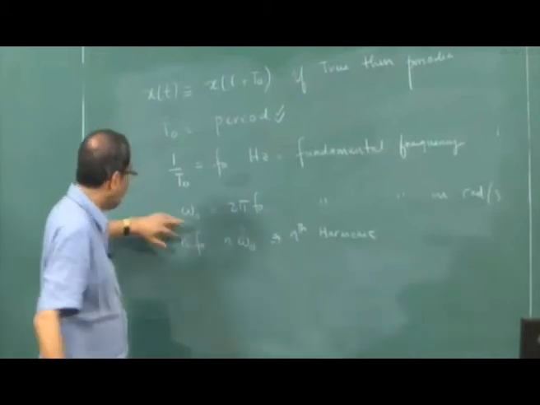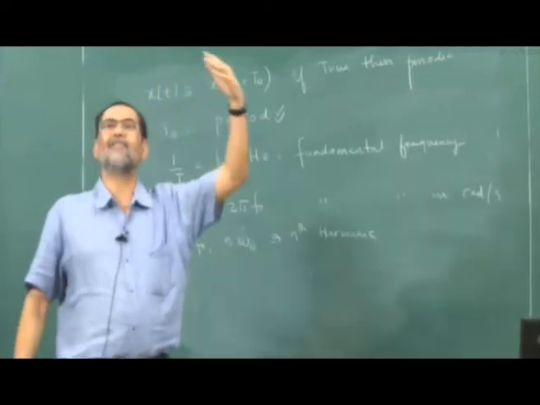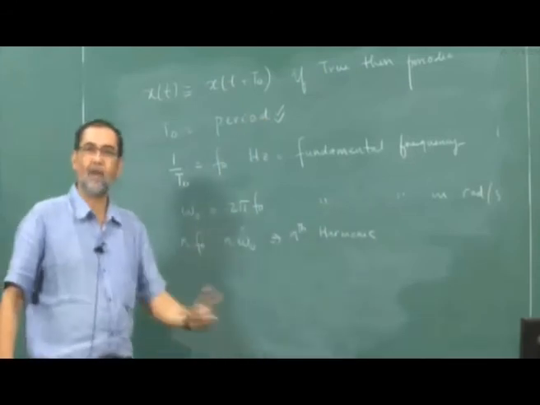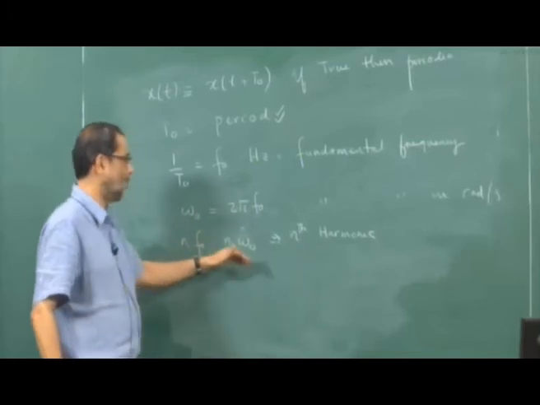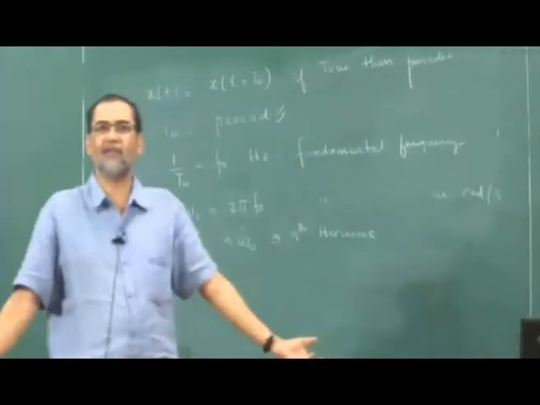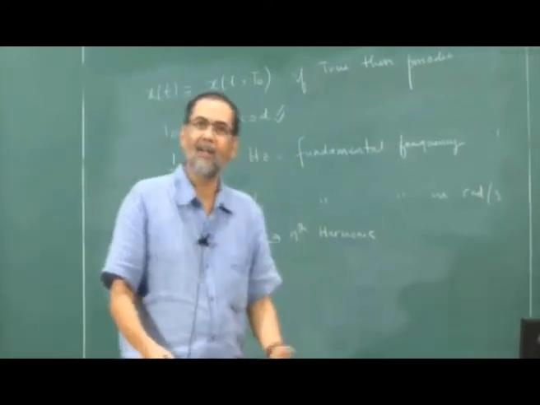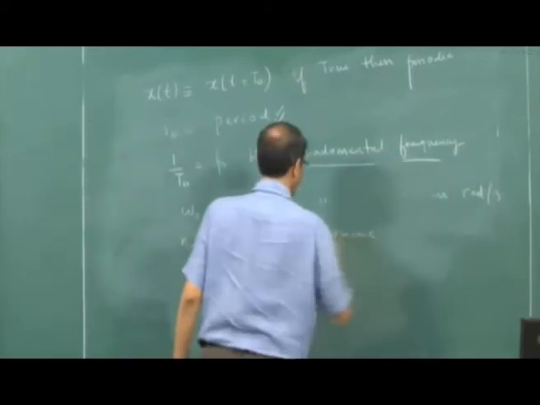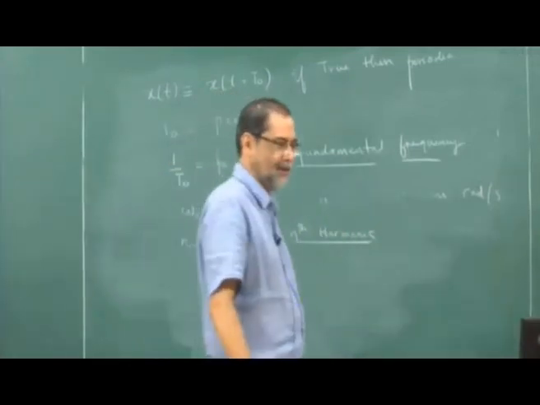So the first sa is the fundamental frequency, and the second sa is the higher frequency, the octave, the harmonic of the first frequency. So n F naught or n omega naught are called the nth harmonic. F naught is the fundamental frequency, there is no first harmonic. You have a second harmonic, you would have a third harmonic, and so on. So you have a fundamental frequency and you have the nth harmonic. Okay, these are the simple definitions.